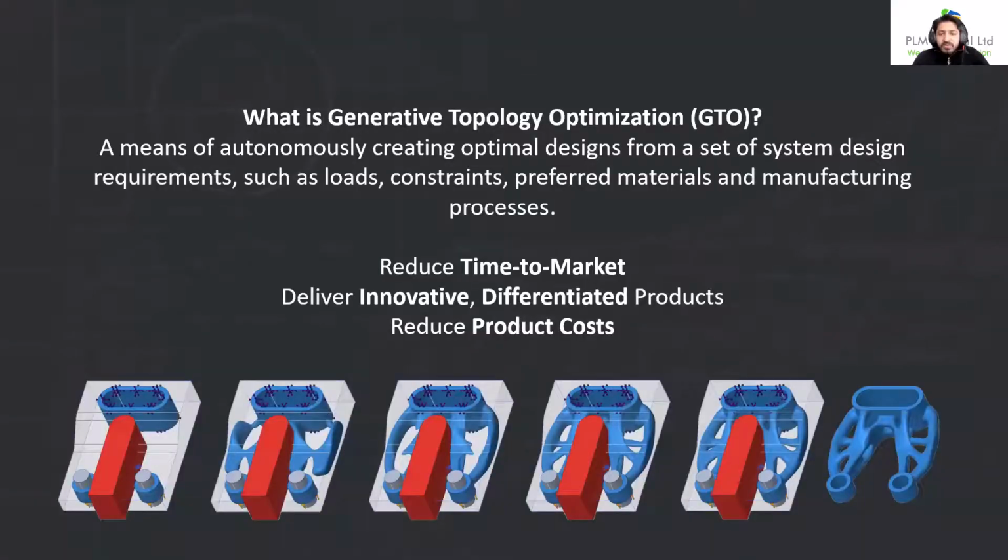So the first question that everybody asks, what is generative topology optimization? And the reason why I say generative topology optimization, because there is a slight difference between generative design. The difference is not about what it does, but it's more about the solution given to a business as a whole, enterprise-wide. So Creo 7 has introduced AI-driven generative design within the Creo design environment. Generative design is a means of autonomously creating optimal design from a set of system design requirements such as loads, constraints, materials, and manufacturing processes.